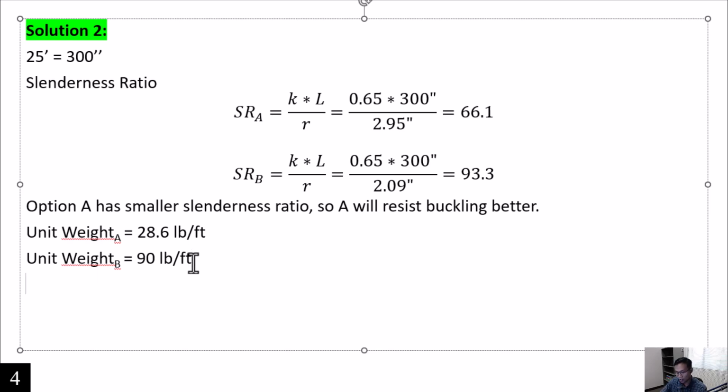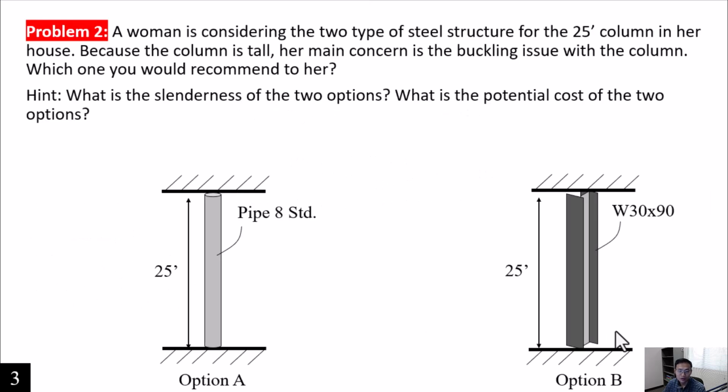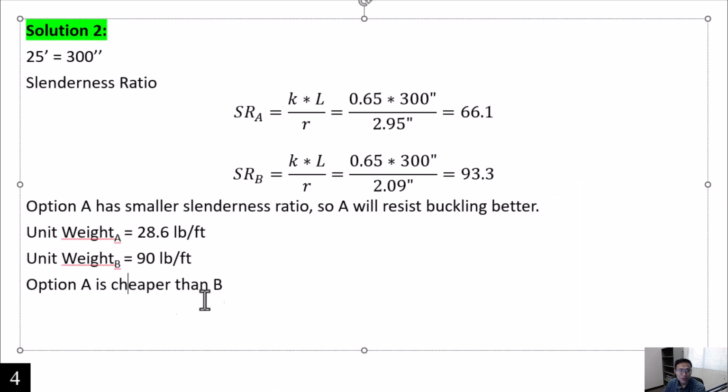So option A is cheaper, because it uses less steel, so obviously it is cheaper than B. We have that A is stronger and A is cheaper. So obviously we should use A for the project.